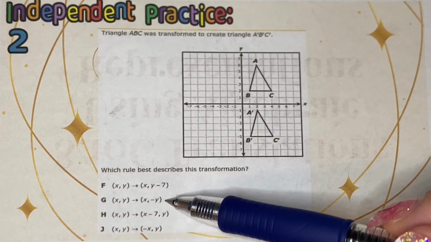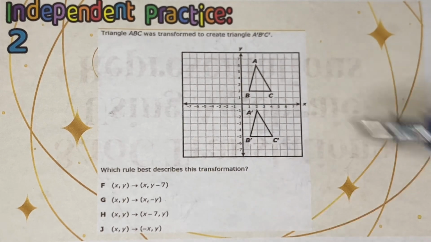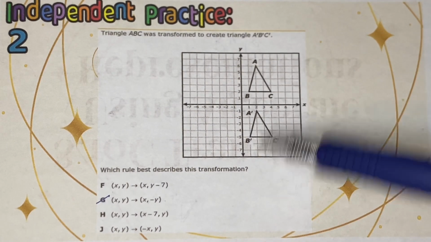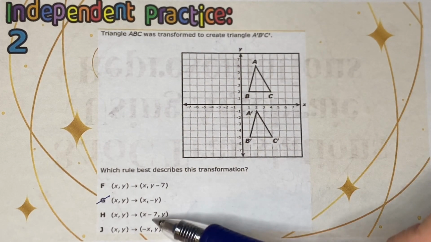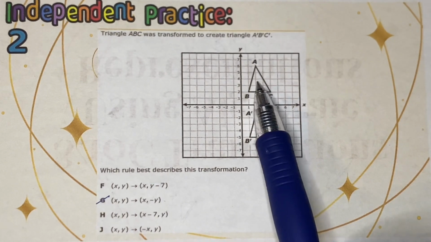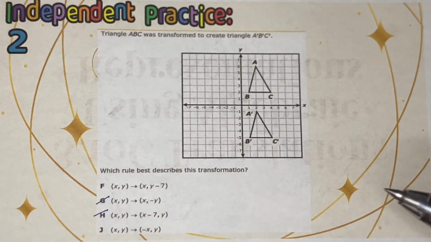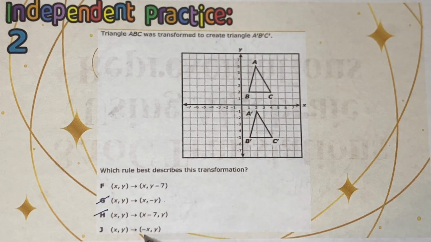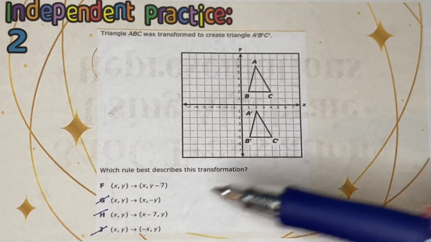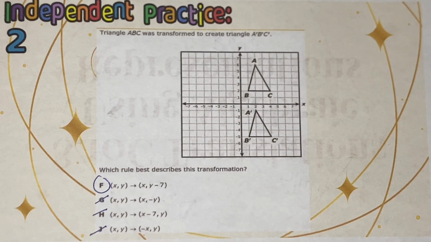Letter G says negative y. So that just means opposite of y. It cannot be G because it has to say plus or minus for the movement. H is saying that the shape moved to the left 7 units, and it does not move to the left, because then it would go from here to here. So it's not H. And then J says negative x. We are not doing that. We are adding or subtracting now. So the best one is F. Okay, all right. Go ahead and get started on the assignment.